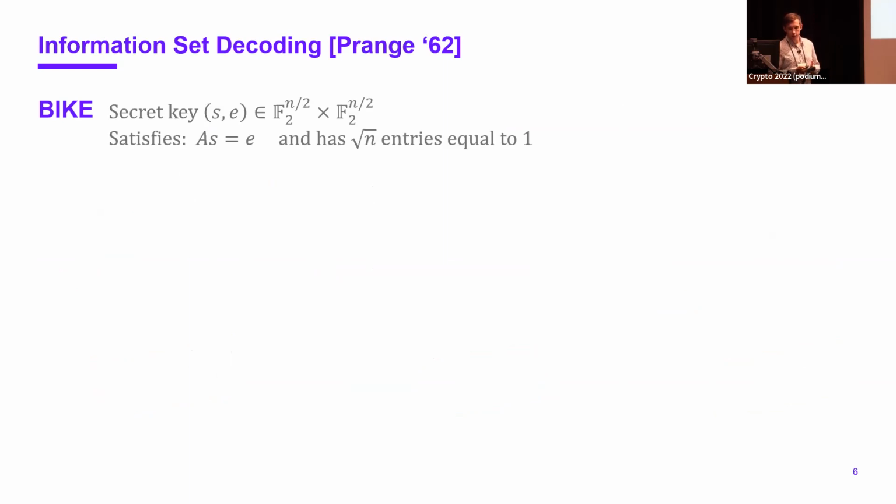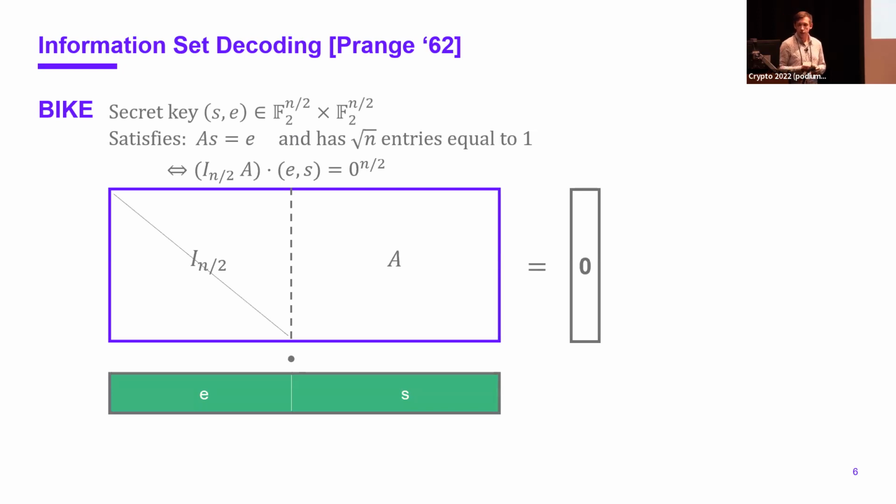As we said, in the BIKE case the secret key is a length n binary vector which is quite sparse, that is, it has only about square root of n one entries in a length n vector. And of course, it fulfills this matrix-vector product relation. So we can append the identity to the left of A and rewrite it like this, and we visualize it compactly: matrix times vector is equal to 0. Then we are interested in finding this orange vector, without any prior knowledge.